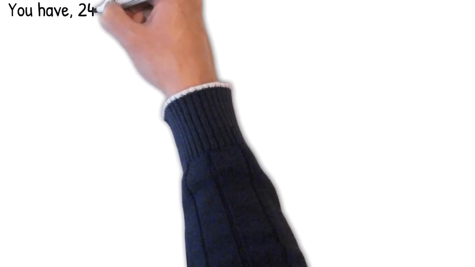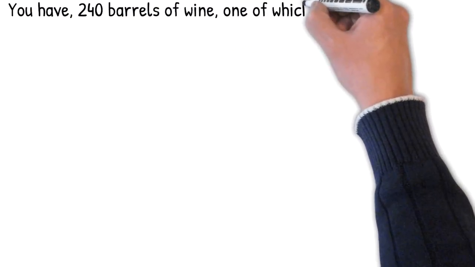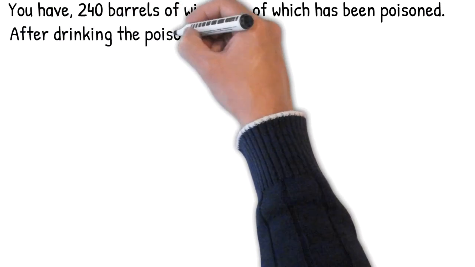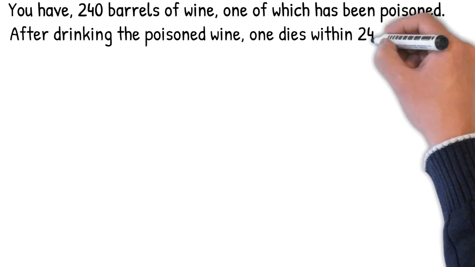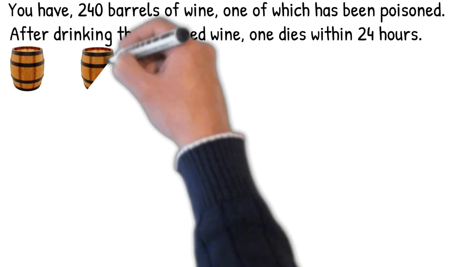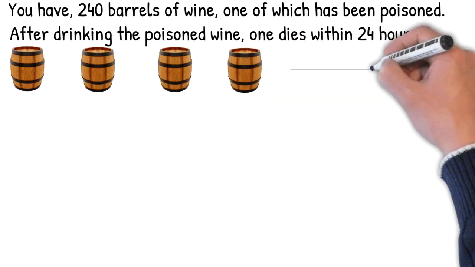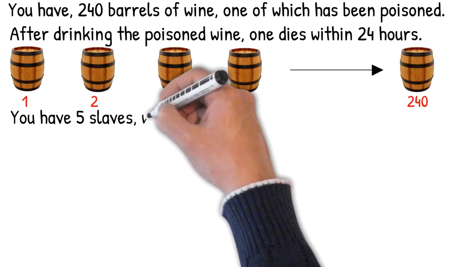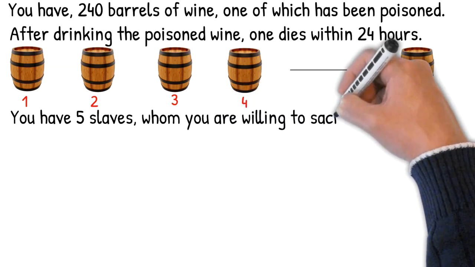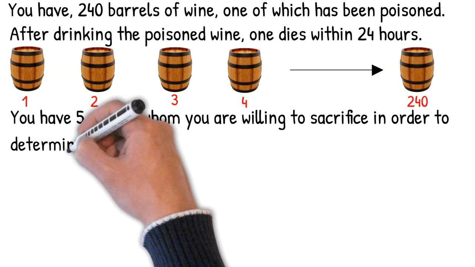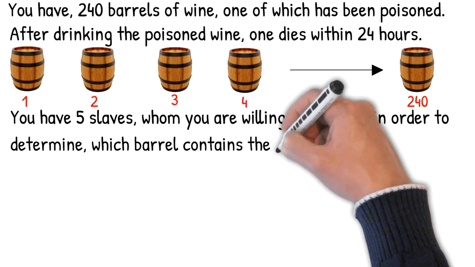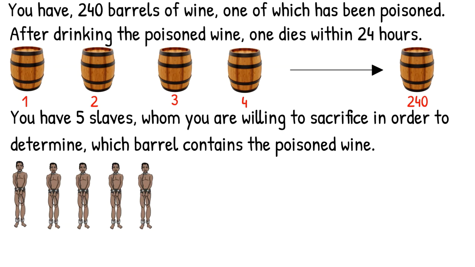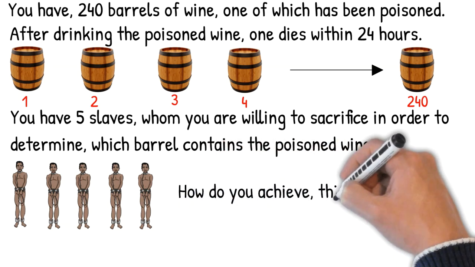You have 240 barrels of wine, one of which has been poisoned. After drinking the poisoned wine, one dies within 24 hours. You have 5 slaves whom you are willing to sacrifice in order to determine which barrel contains the poisoned wine. How do you achieve this in 48 hours?